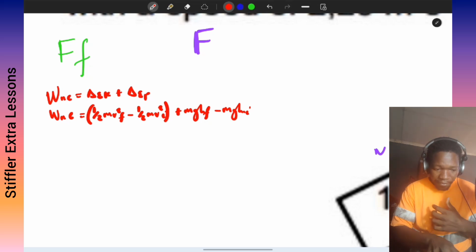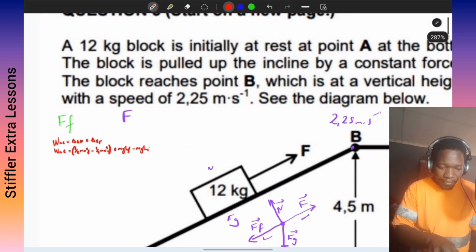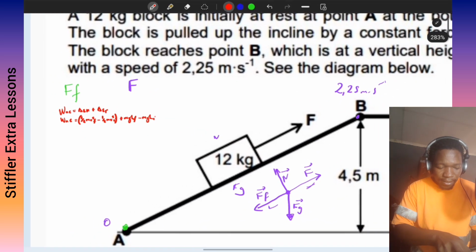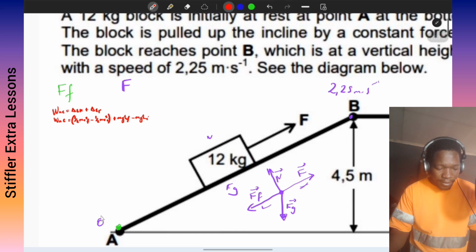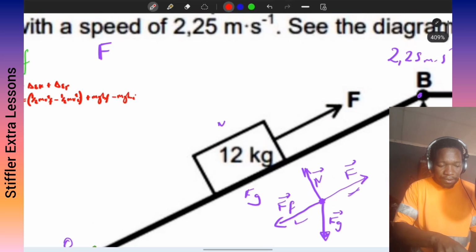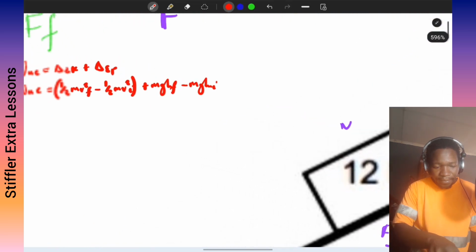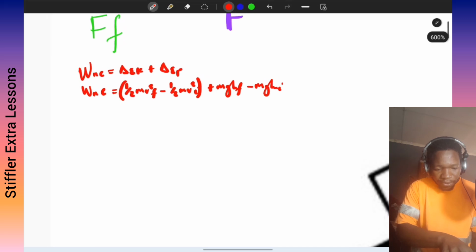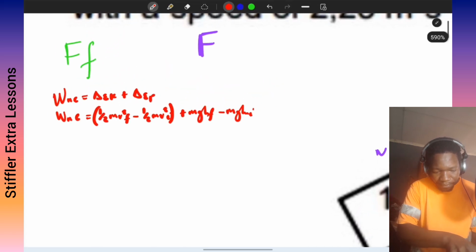So what do we have on our object? We know that initially the velocity was 0, so it means that the initial kinetic energy is 0, and also the height before was 0, so it means that also here we have 0 potential energy.